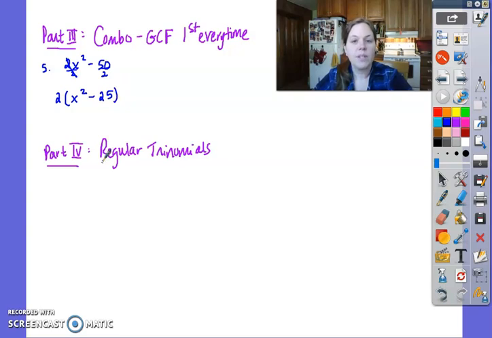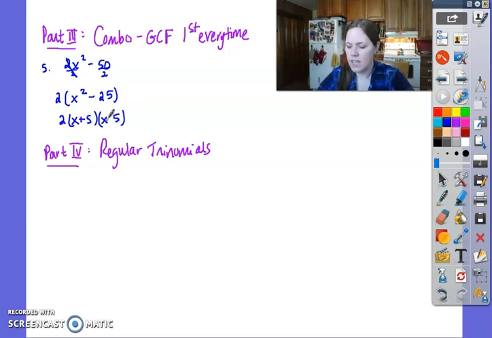25. We look in our parentheses. Are there 2 terms? Yes. Are they attached by subtraction? They are. Are they both square rootable? Indeed. So now I can perfect square those. So square root of x squared, square root of 25.